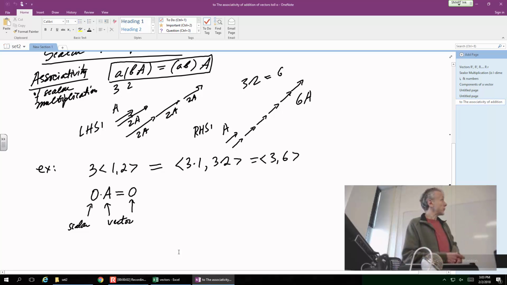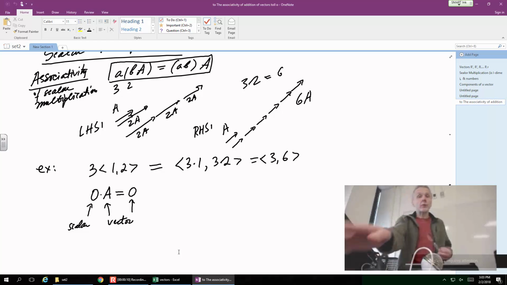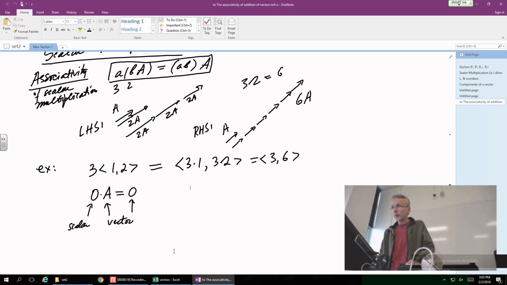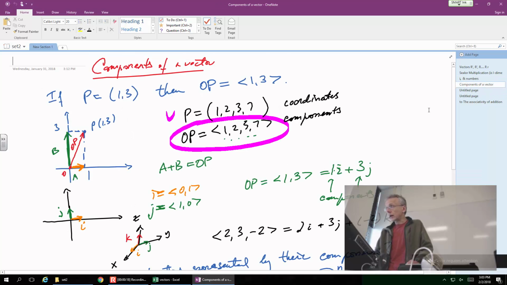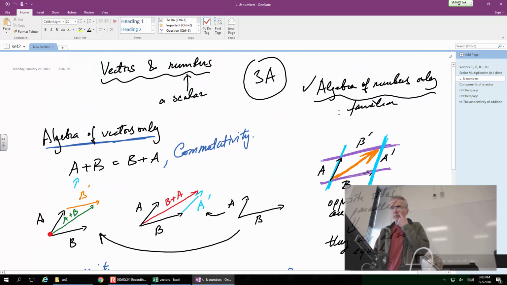Okay, so we'll just resume the same topic, vector algebra, and we have covered so far the addition of vectors, followed by addition of vectors in terms of their components.